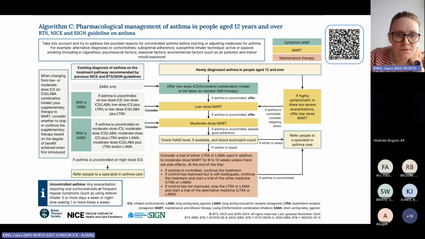And we've almost got two paths here. We've got newly diagnosed, and there's two little branches here. First and foremost, newly diagnosed, and they're already highly symptomatic or they've had severe exacerbations. If they are able to use the devices, we go straight to low dose MART. If they are not highly symptomatic, of course, or haven't had exacerbations, you could actually offer in the first instance just AIR therapy. So that is just using the device as needed.